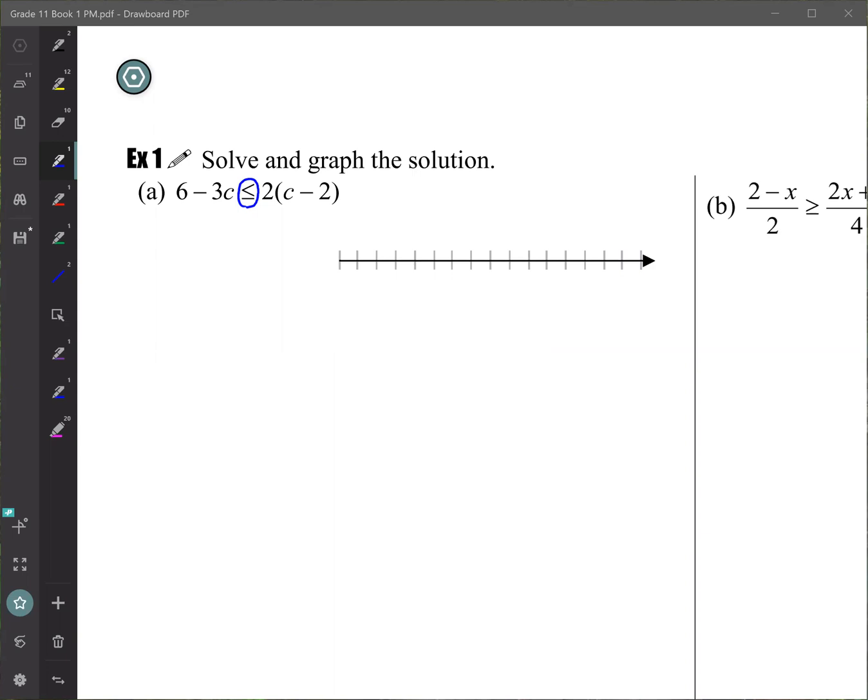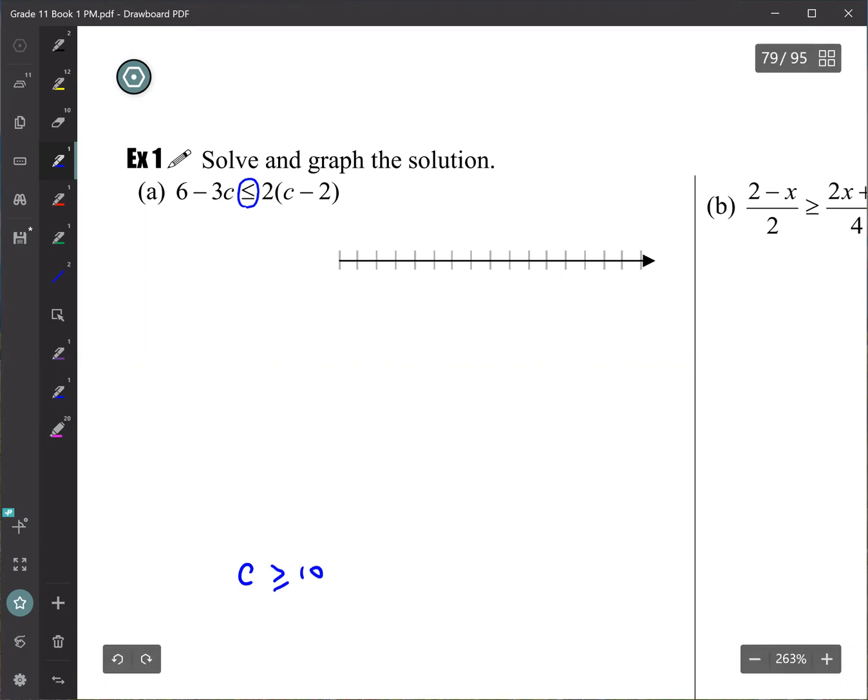Okay, Evan, what's your final answer? I got C is more than 10. More than 10? Yeah. Okay. No equal sign? Oh no, more or equal to 10. Okay. Anyone else got different ones?